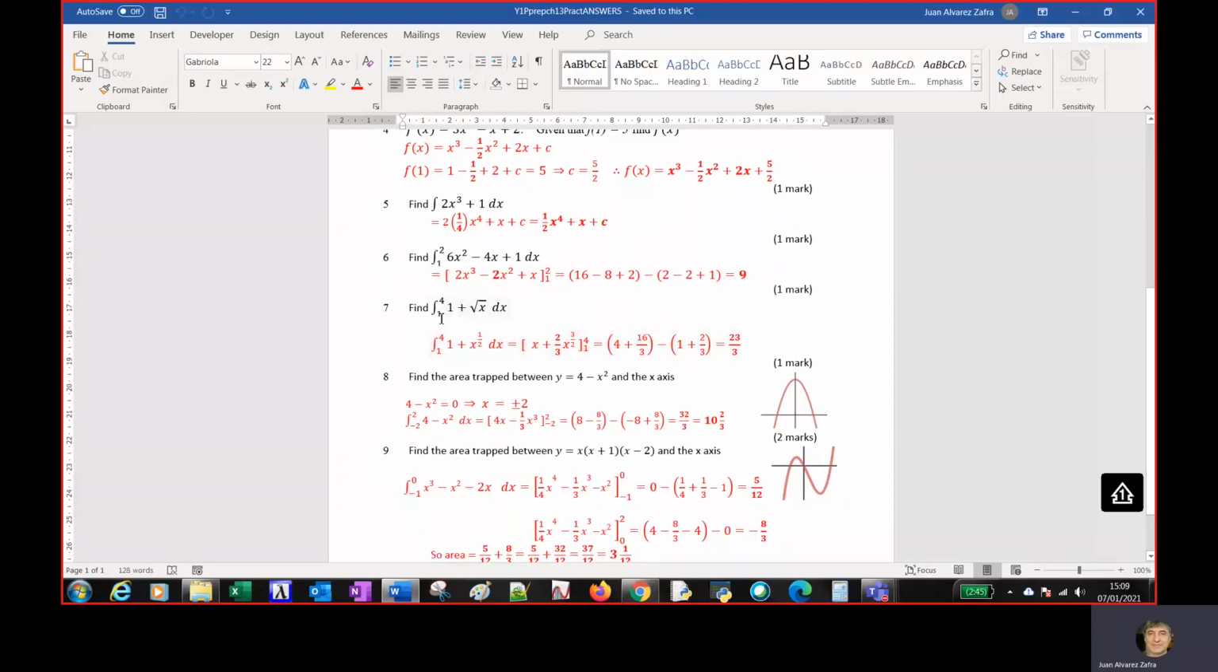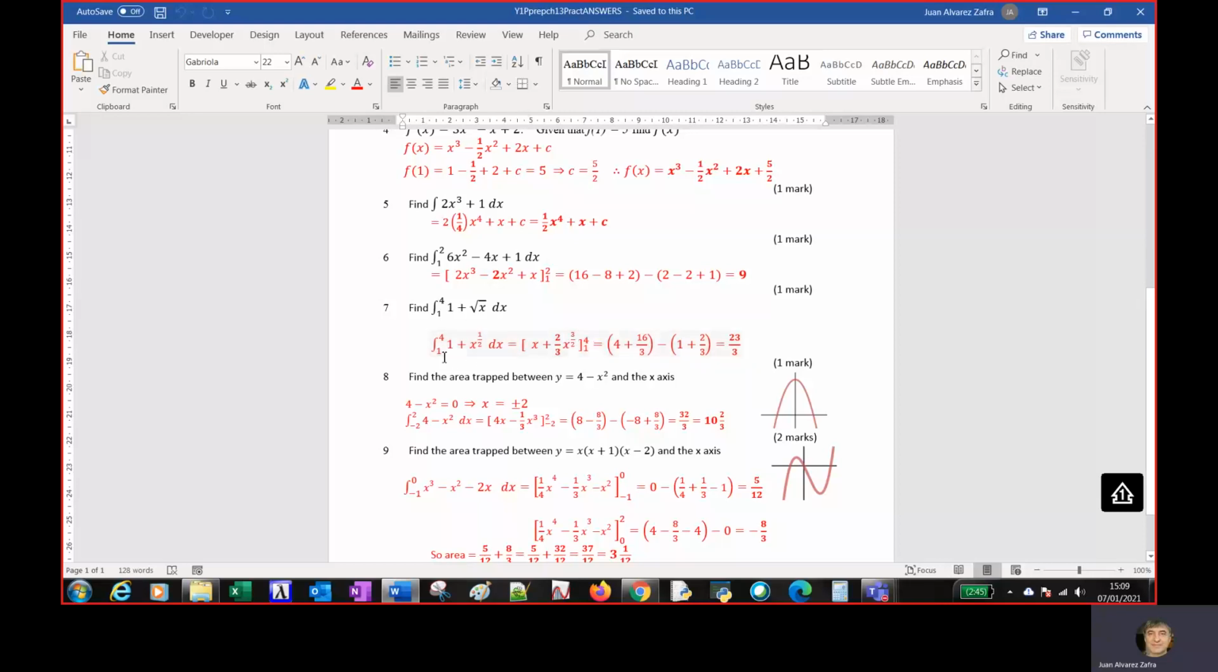Okay, so the integration of 1 plus root x between limits 1 and 4. How do we do it? Well, first of all, we need to write it as powers of x. So it's the integral of 1 plus x to the half. So the integral of 1 is x. The integral of x to the half becomes x to the 3/2. Adding 1 to a half gives you 3/2. And then dividing by 3/2 is the same as multiplying by the reciprocal, which is 2/3. So the integral of 1 plus x to the half is x plus 2/3 x to the 3/2.